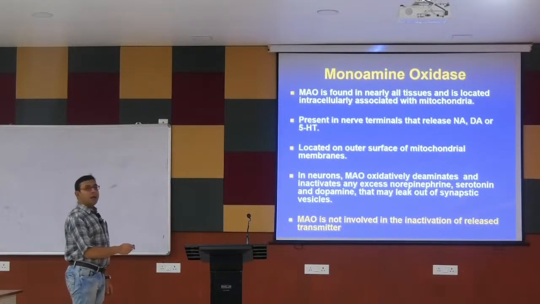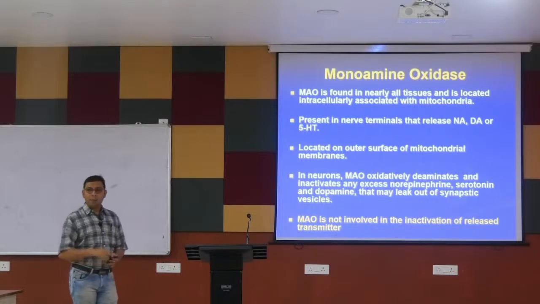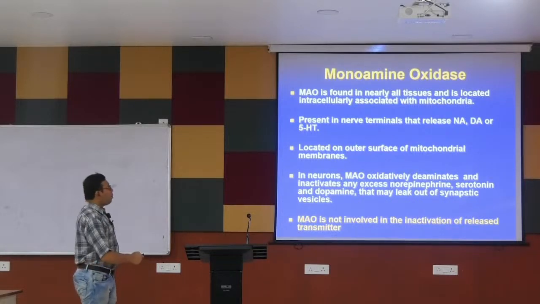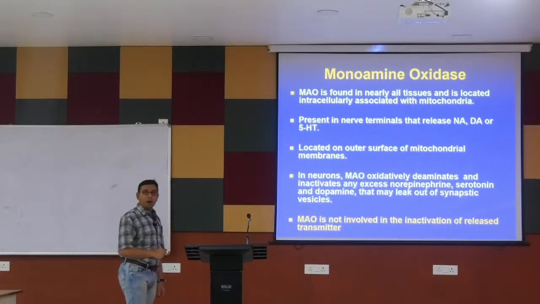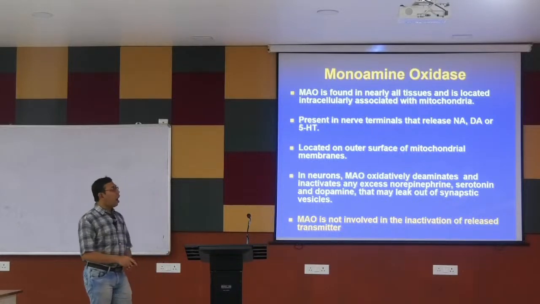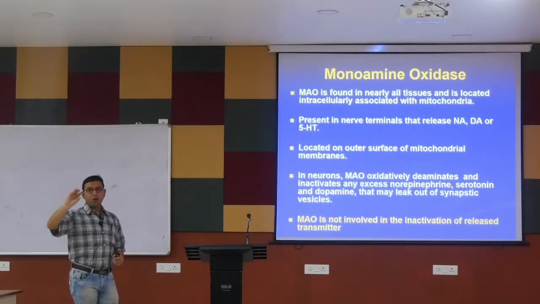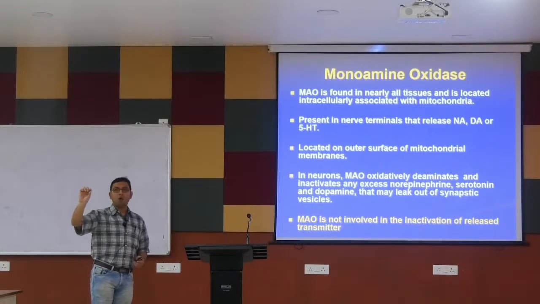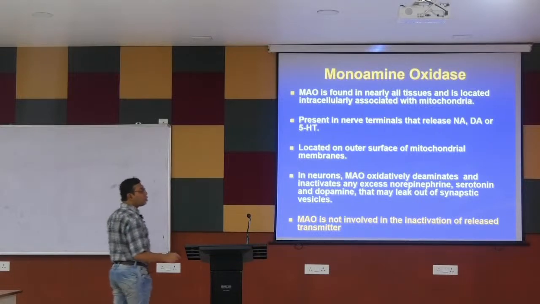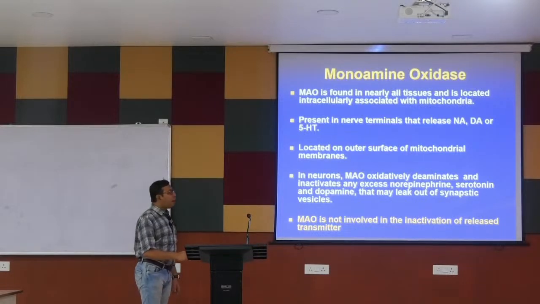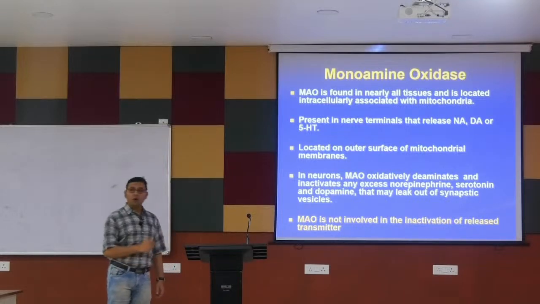This is found in nearly all tissues, located intracellularly, associated with mitochondria. Present in nerve terminals that release norepinephrine, dopamine or 5-hydroxytryptamine, located on the outer surface of the mitochondrial membrane. So, the monoamine oxidase is located on the outer surface of the mitochondria in the cell. In neurons, this monoamine oxidase oxidatively deaminates and inactivates any excess norepinephrine, serotonin and dopamine.